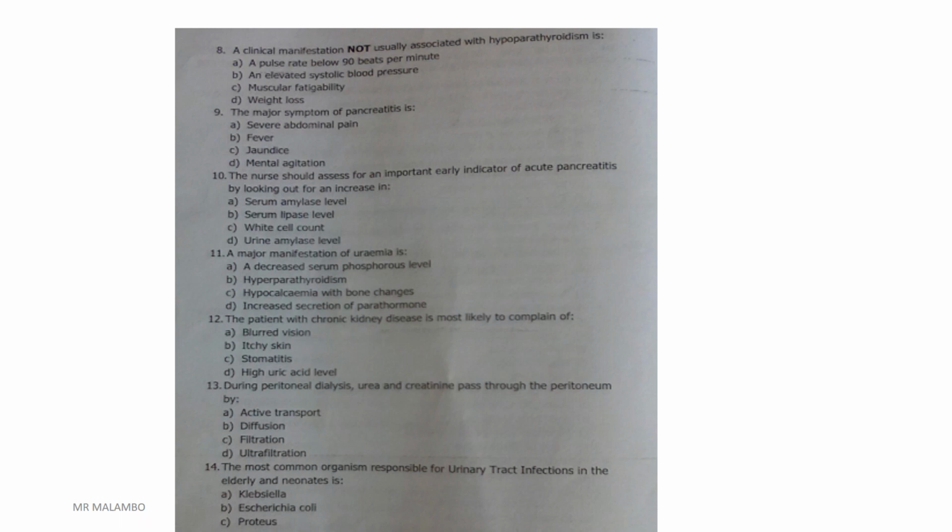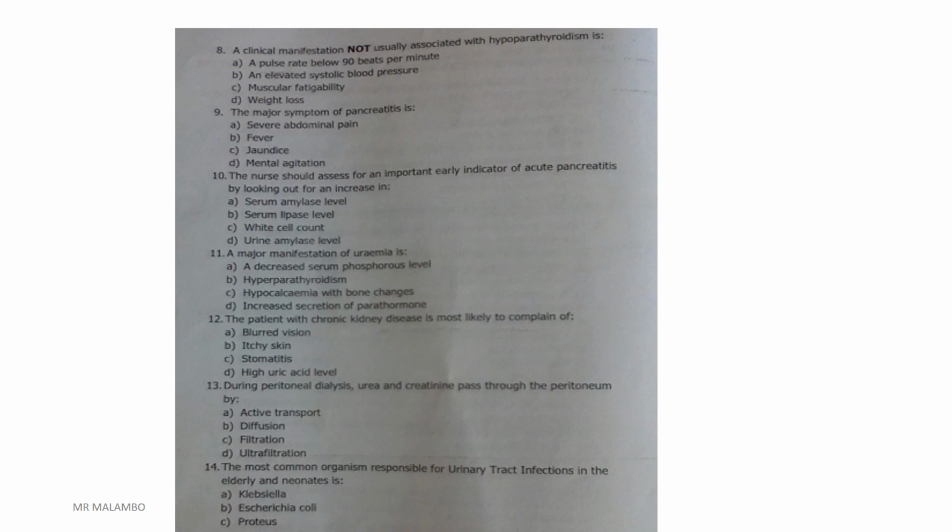Question 11 says a major manifestation of uremia is what? So there we go. Question 11, the answer is A. A decreased serum phosphorus level. Then 12 says the patient with chronic kidney disease is most likely to complain of. So question 12, the best answer is D. High uric acid level.